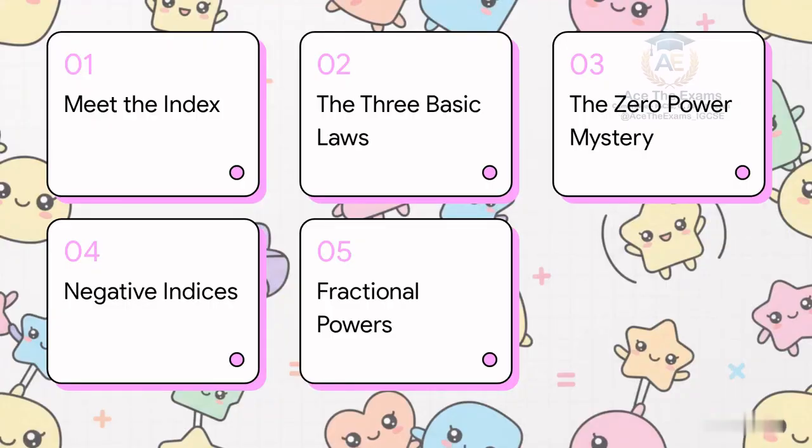Here's our roadmap for leveling up today. First, we'll meet the index, then go over the 3 basic laws. From there, we dive into the zero power mystery, demystifying negative indices, and finally, conquering fractional powers. Let's get right into it.